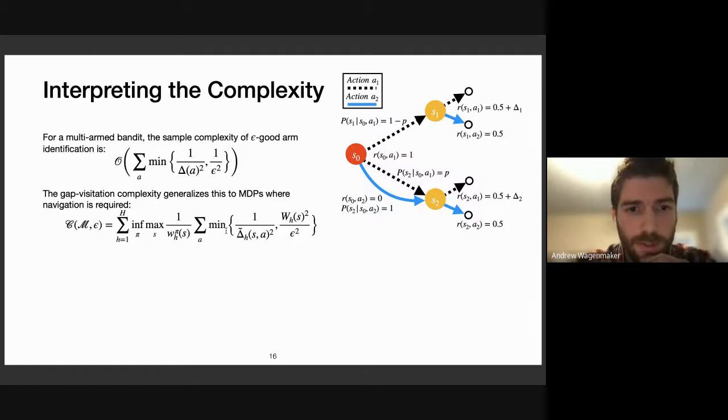Basically what you see is that this gap visitation complexity is equal to the infimum over all policies for the worst case state. And then you balance the complexity of learning an epsilon good action in a state by how difficult it is to reach this state.